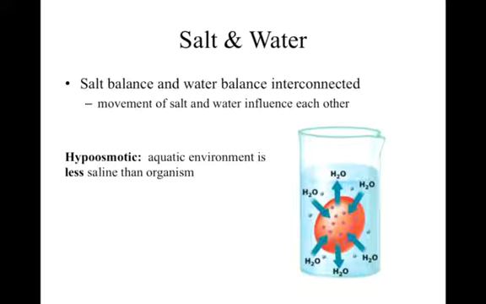The first is hypoosmotic. So when the aquatic environment is hypoosmotic relative to the cell or to an organism, it means that the aquatic environment is less saline, has less salt in it than the organism. And so in this case, because there's excess water in the environment, there's going to be a net flow of water into the organism's cell.